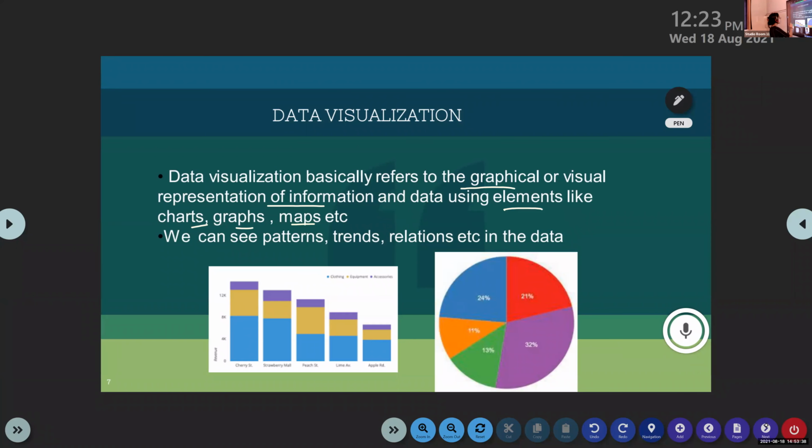So this is the main definition. Please learn this. Data visualization basically refers to the graphical or visual representation of information, that data, using which elements? Graph, charts, and maps. Learn. Data visualization basically refers to the graphical or visual representation using elements like charts, graph, and map. Okay, here you can see some examples for that. No one should say that I didn't get any concept, because we are repeating the same concept again and again, so that you can get the basic concept.